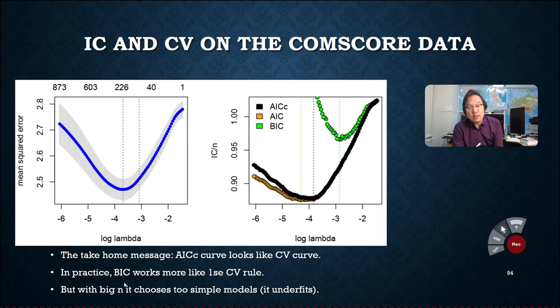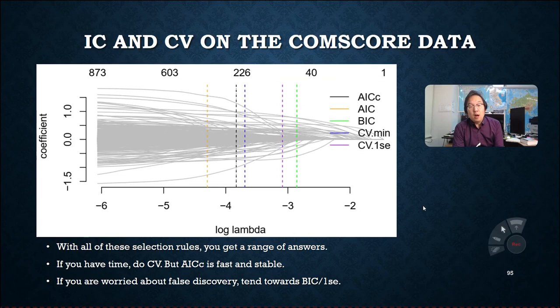In practice, BIC works more like the one standard error CV rule. It's close to minus 3, much more conservative. But with big N, it chooses too simple a model. BIC can be too conservative, so you may end up underfitting the model. So that's the message over here, on information criteria and cross-validation on the comScore data.